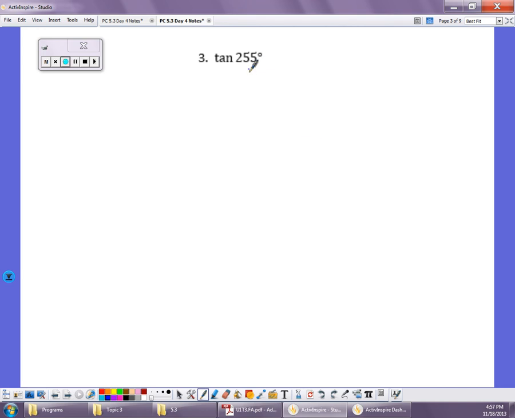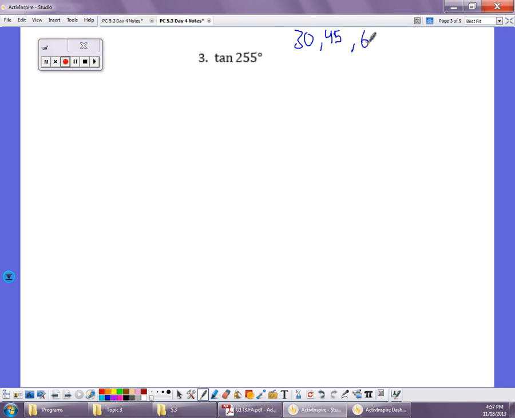So this kind of takes it to the next level of difficulty because we're going to have to use angles that are not on our chart. So what we want to do is think of angles in the third quadrant or the fourth quadrant that can add up to 255 that we know the reference angle for. So remember, the reference angles we know are 30, 45, and 60.